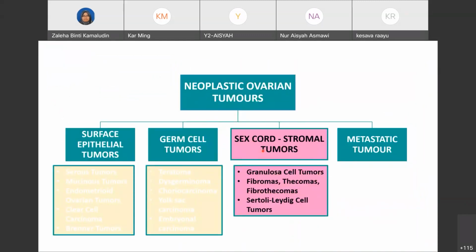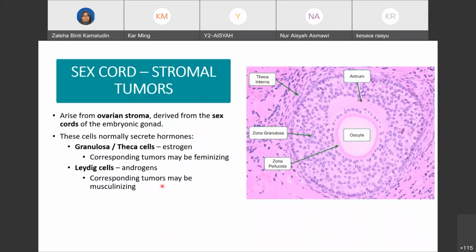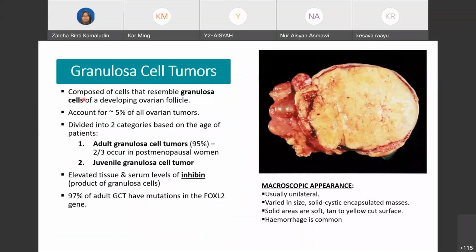The next is regarding the sex-cord stromal tumor. There are a lot under this category, but I will only talk about the granulosa cell tumor. This one you can read after this. The granulosa cell tumor actually resembles the granulosa cells of the developing ovarian follicles.